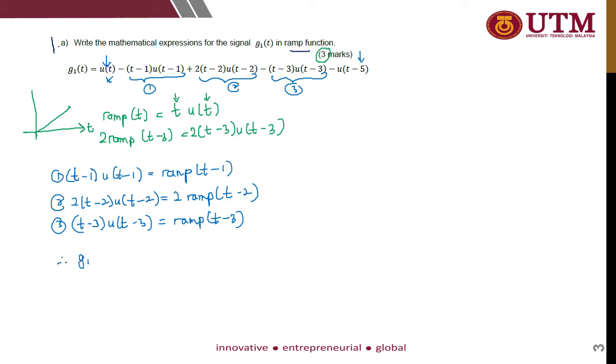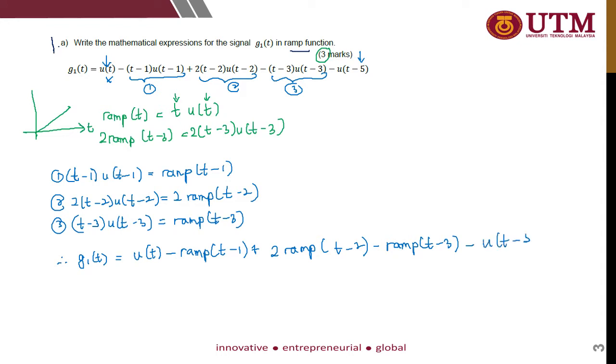Therefore, your g1(t) is equal to u(t) minus the first component in ramp, so it's r(t minus 1), and then plus the second component with amplitude of 2, ramp(t minus 2), and then minus again the third component, it's t, so in ramp function it's ramp(t minus 3), and then lastly minus the unit step function u(t minus 5). So this is your answer for 3 marks.